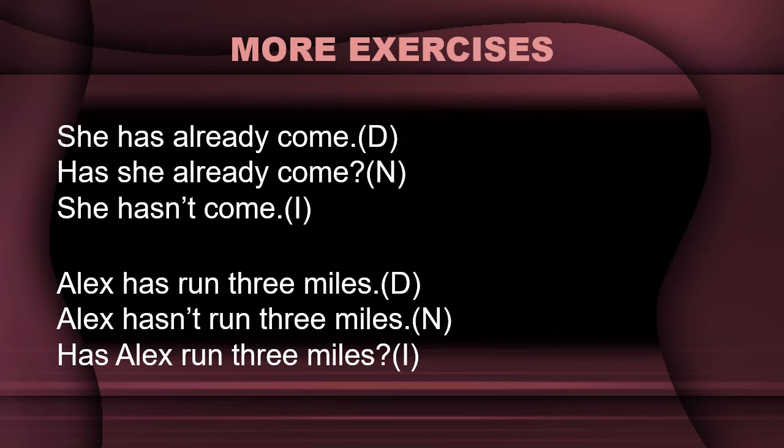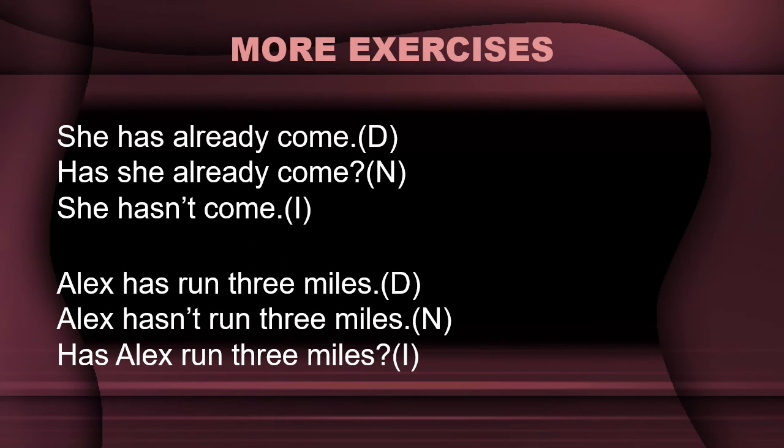More exercises of present perfect tense. She has already come. Here the subject is she, the helping verb is has, and the verb V3 is come: come, came, come. The negative form will be: she hasn't come. And the interrogative form will be: has she already come?